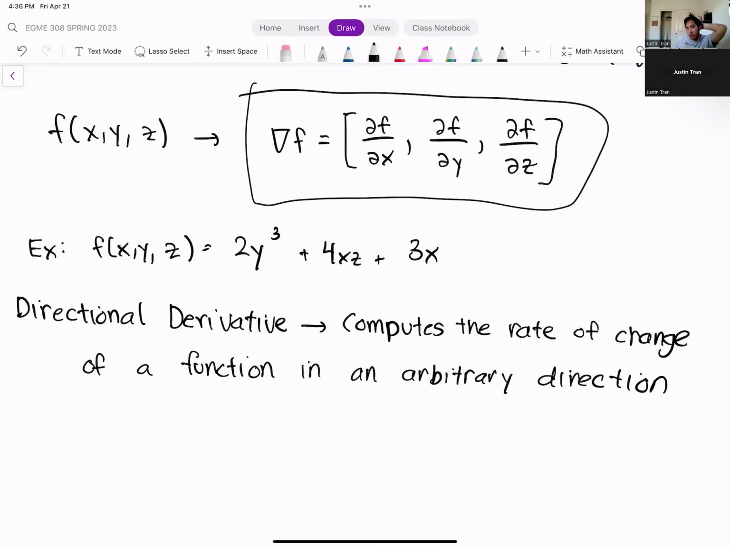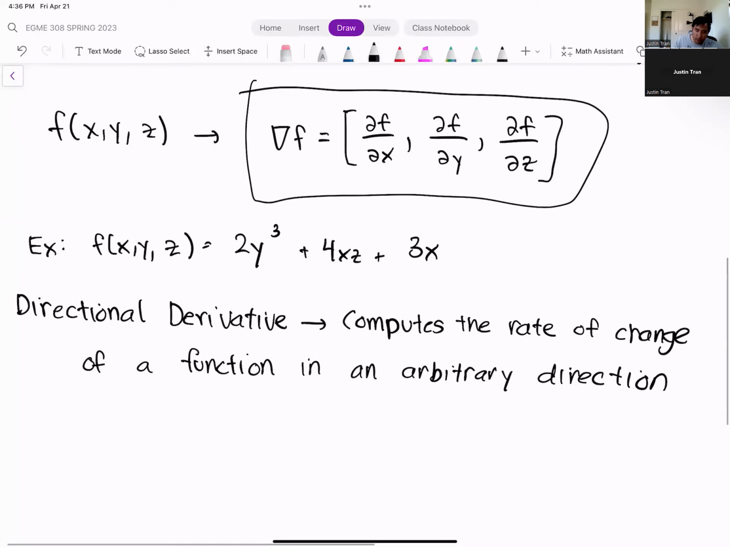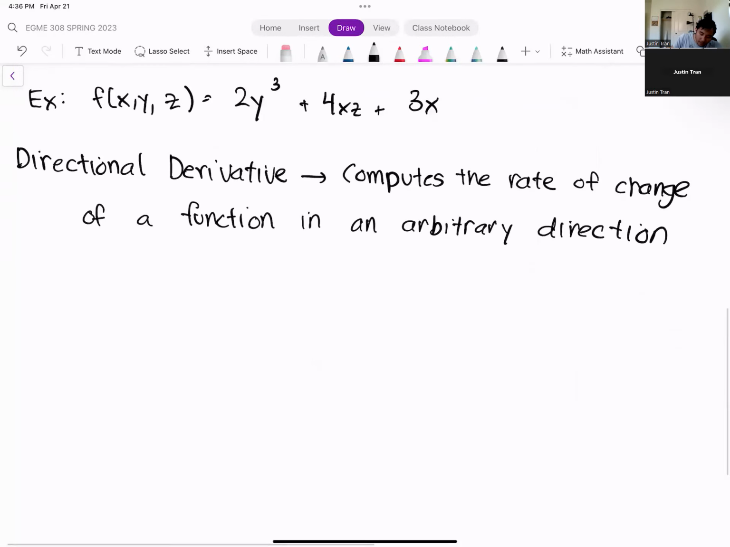But let's say that we want to compute the rate of change in a diagonal direction, right? One that doesn't align with the coordinate axes. The way you do that is with a directional derivative. The formula for this is that you have a vector A. This vector A represents the direction in which you want to compute the rate of change.